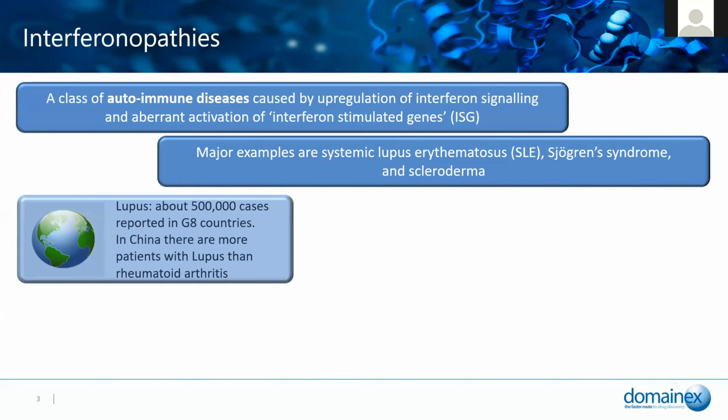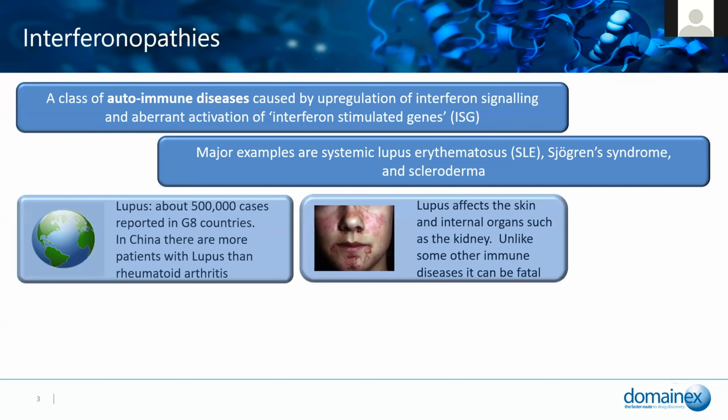Just zooming in on lupus in particular as an example, there are about 500,000 cases of lupus in the G8 countries. And in fact, in China, there are more patients with lupus than with perhaps the better known disease, rheumatoid arthritis. Here is a photograph of a young person who unfortunately has lupus. As you can see, it causes these extremely painful and unsightly skin lesions. But even more tragically, it also leads to damage of internal organs, such as the kidney. Because of this, unlike some other immune diseases, it can be fatal, and a significant number of lupus patients, in fact, die of renal failure.